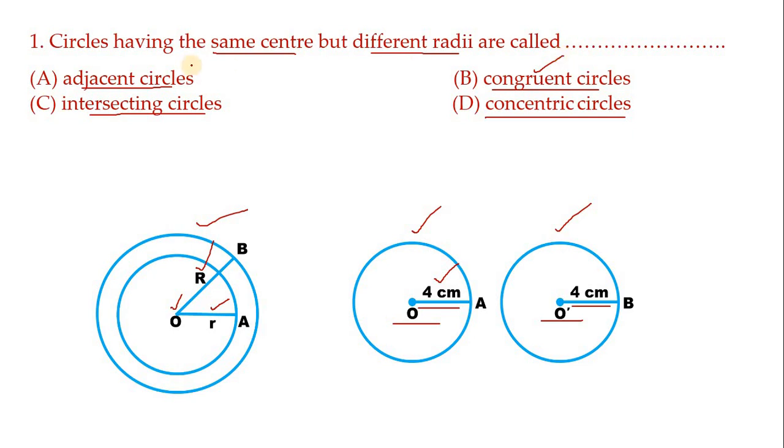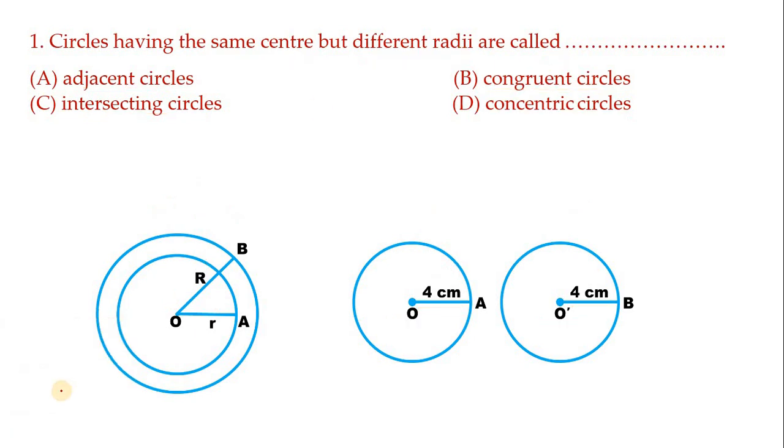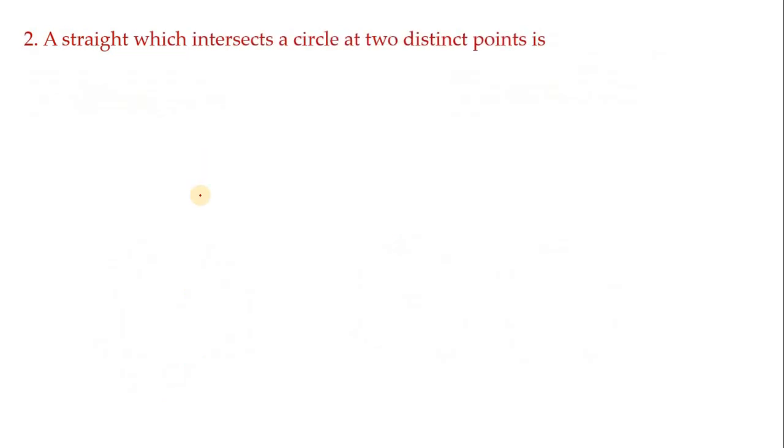Now look at the question. Circles having the same center. See, in this case, circles having the same center but different radii. Hence, these kinds of circles are called concentric circles. Move on to the next one.